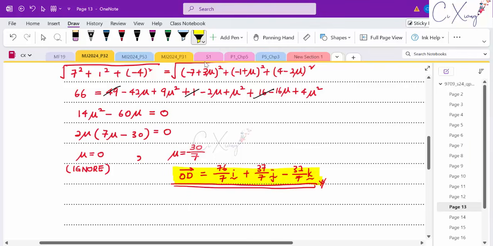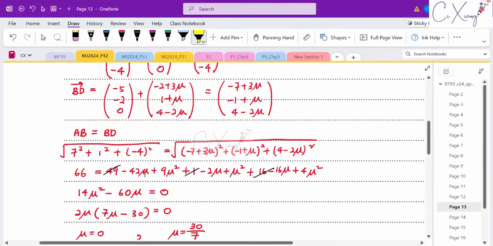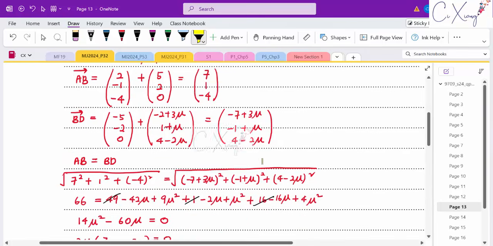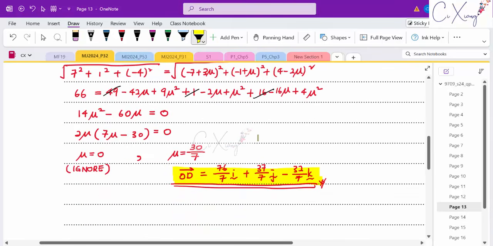Okay, so basically this is how we get the position vector of OD. Maybe the trickier part is this one, where you need to double check why you need to ignore the answer. The reason is that if you substitute mu equals 0, then AB is equal to the vector DB, which makes no logic. It should be two different vectors. Okay, so this is how we solve question number 8.